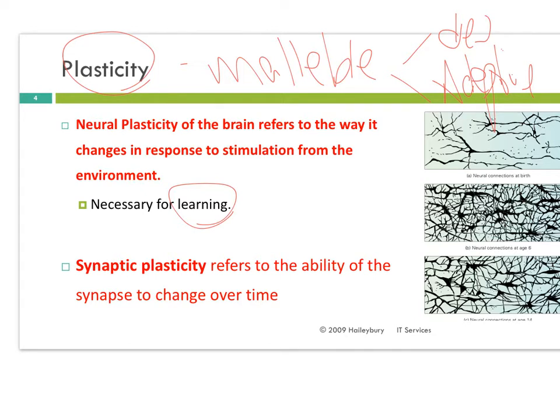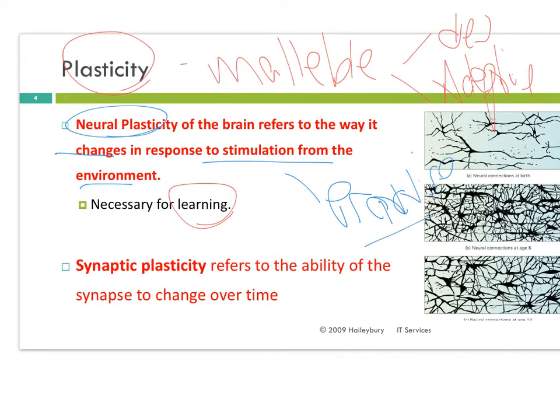We have neuroplasticity, and that is how the brain changes in response to stimulation from the environment. Now, what we're talking about here is practice. Every time you engage in something, that's practice, or every time you remember something, every time you redo a skill, every time you do a question, that's practice. That's stimulation from the environment. That's experience. And that experience makes those changes in your brain.